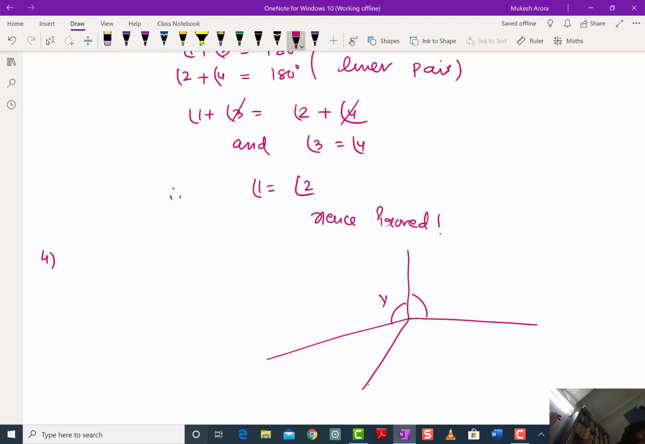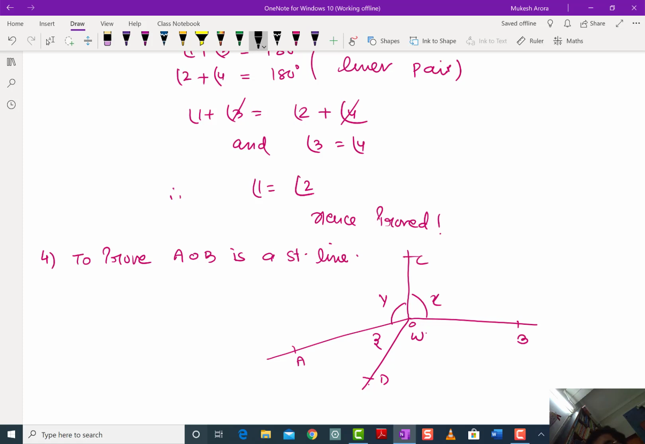y, x, z. Prove that a line AOB is a straight line.